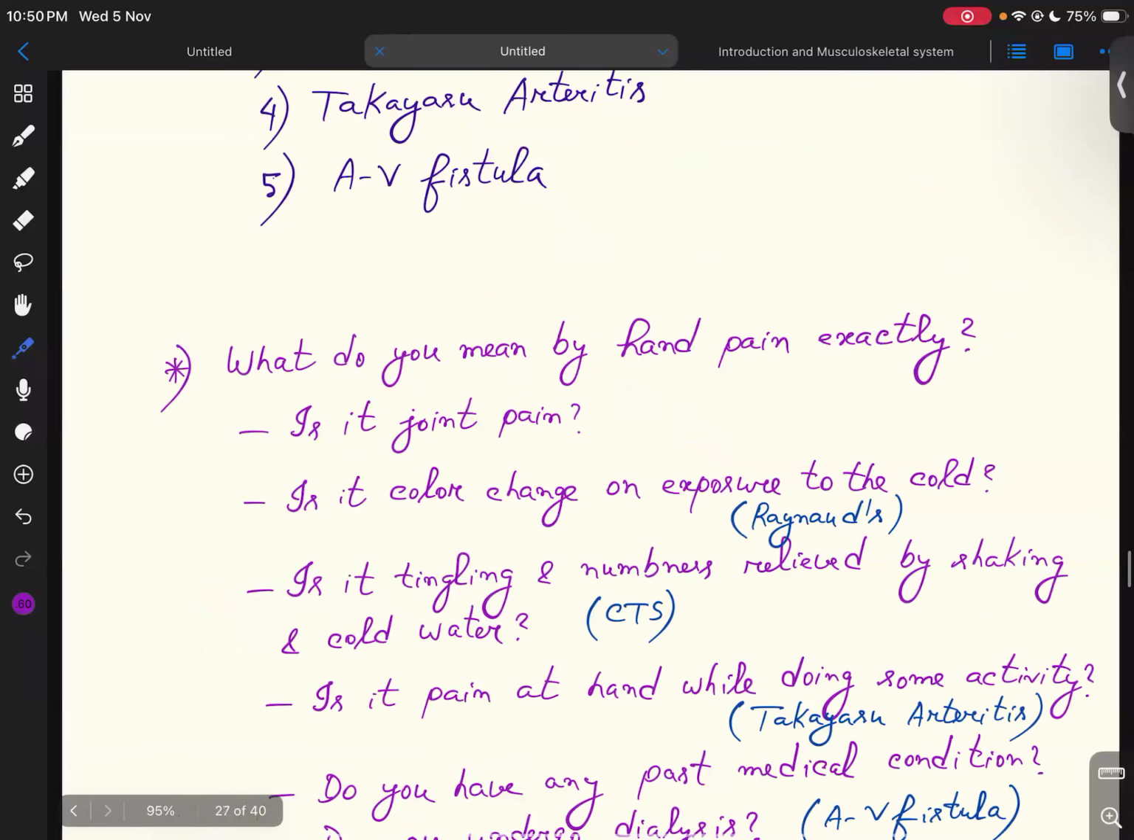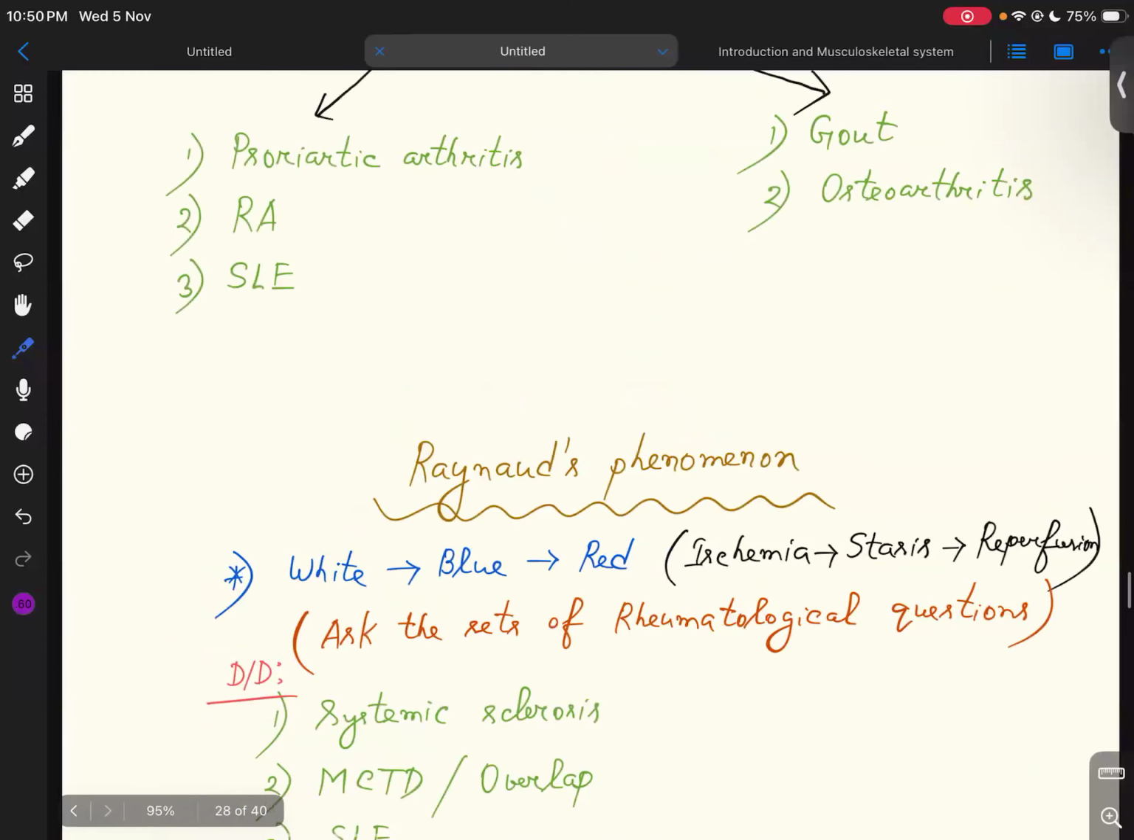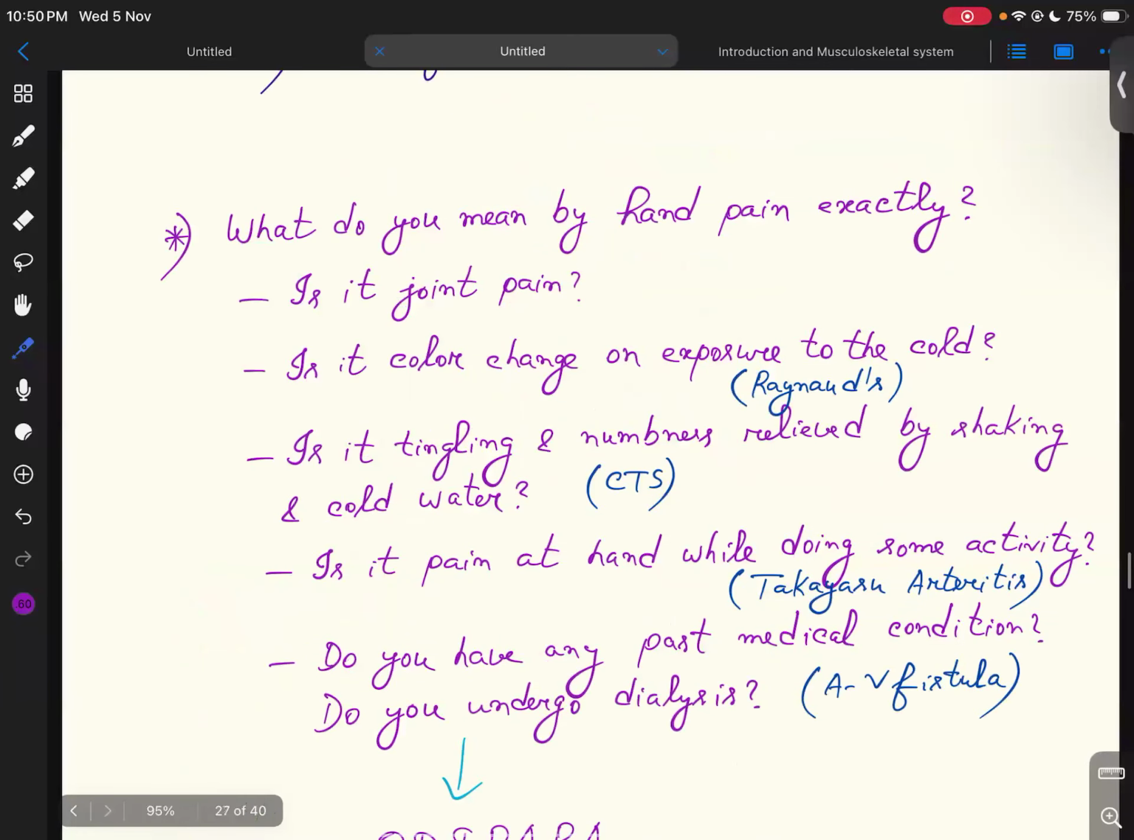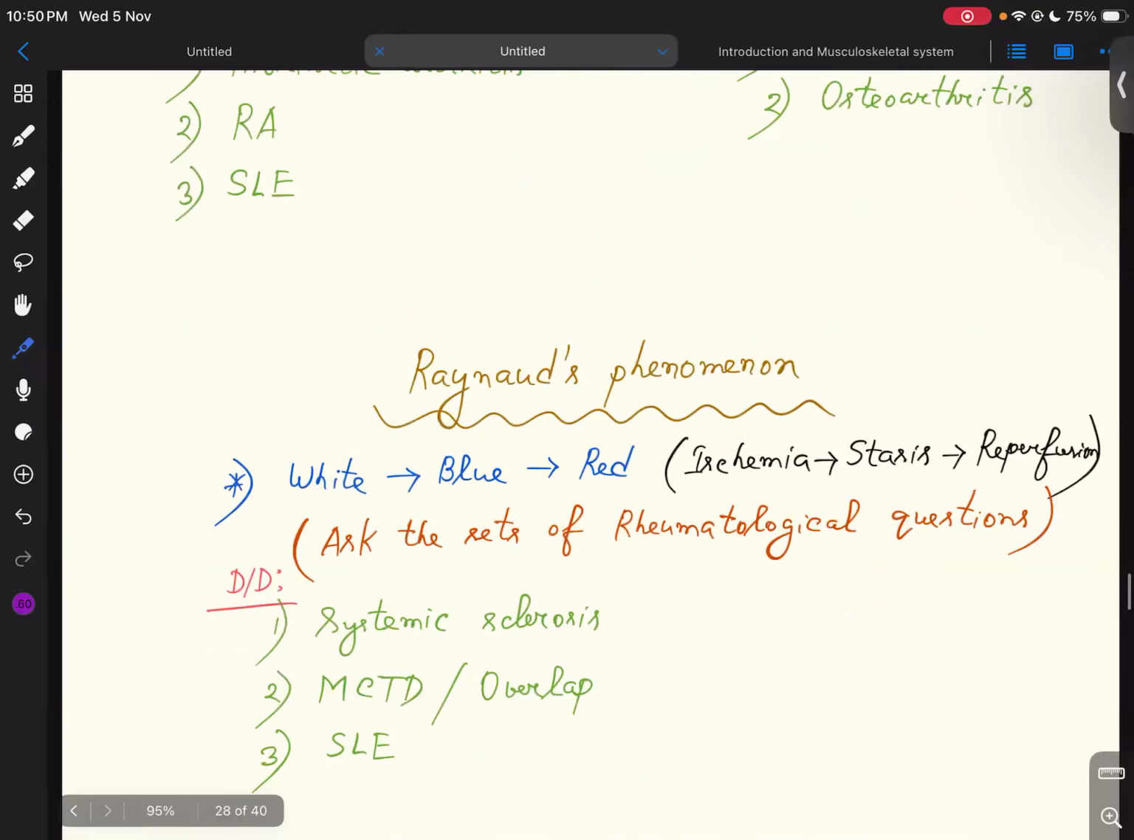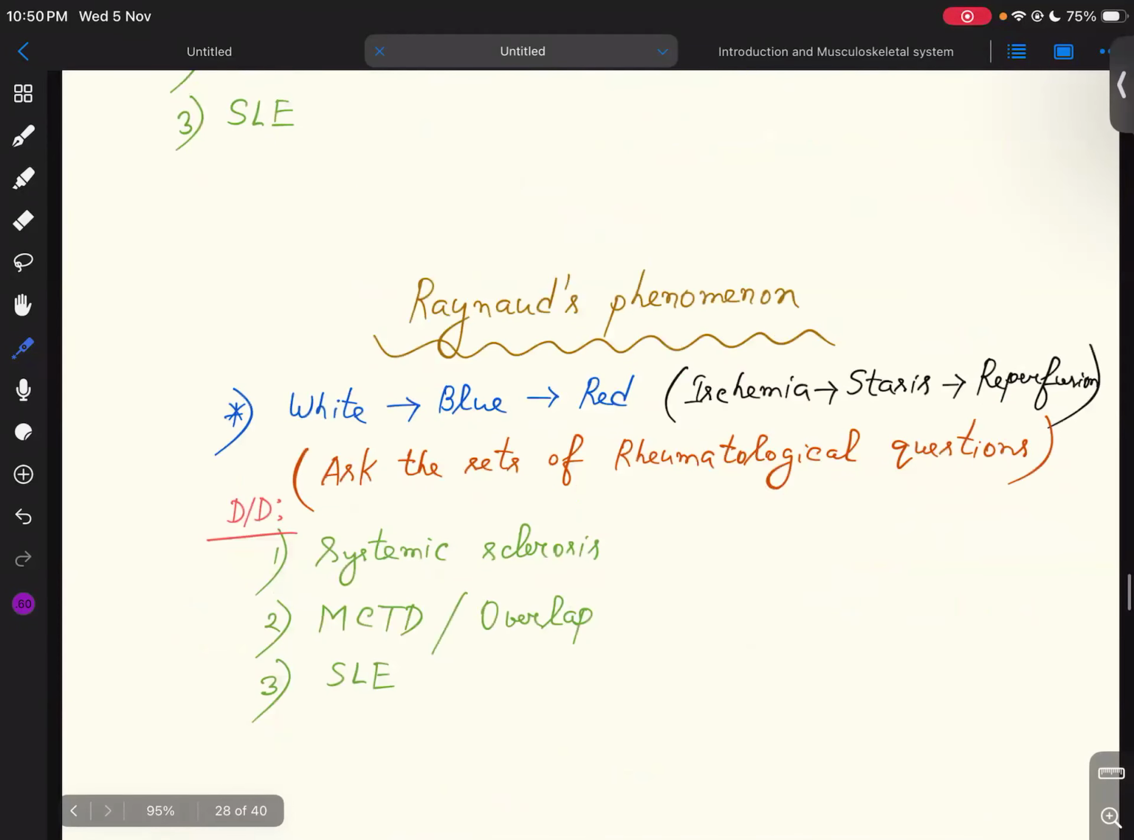The next thing is Raynaud's phenomenon. So if the patient tells you that yes, I have some color change after exposure to the cold, then you are confirming that this is Raynaud's phenomenon. The second question will be to know the stage of color change. So you have to ask whether it turns white, then blue, and then red. That indicates, white indicates ischemia, blue indicates stasis, and red indicates reperfusion. So we have to specifically ask the stages of color change of Raynaud's phenomenon.